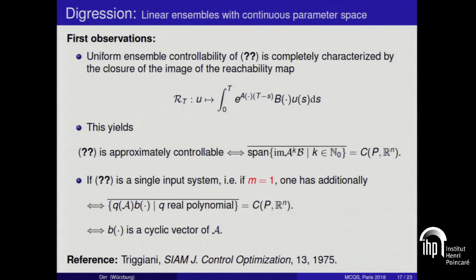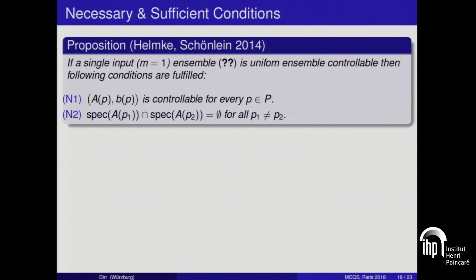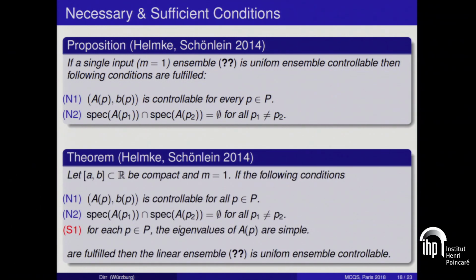Maybe Paul Fuhrmann is responsible for that. He likes to express things in polynomial terms. But this now says, and now we are coming back to this problem here, this condition says that b has to be a cyclic vector of A. Okay, and if you understand, in this case, what the right conditions are, I think we have also solved our bilinear problem. And Uwe Helmke and a colleague of mine, Michael Schönlein, came up with these two beautiful results.